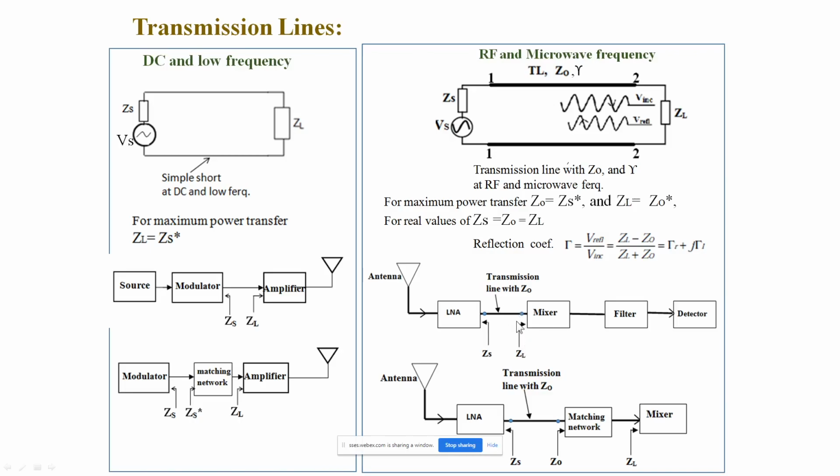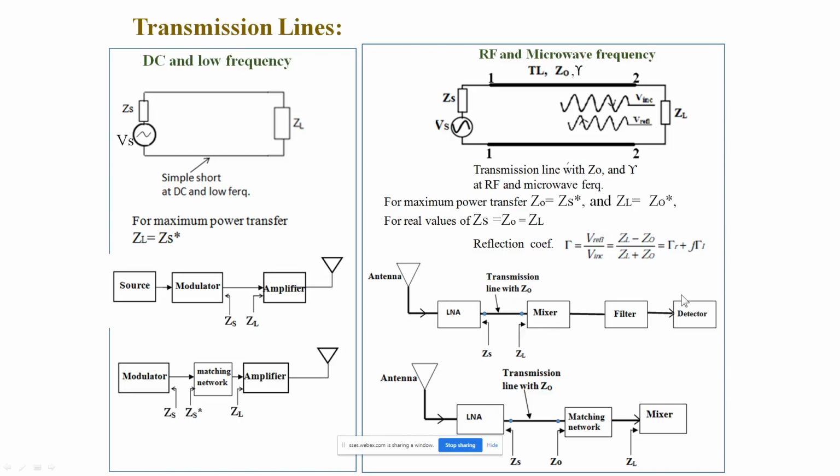We should measure the reflection coefficient here. What is the reflection here? If the reflection coefficient is 0 or very low, then we can see that the maximum power is delivered. Even then, if it is not working, the problem is in the mixer. So first we should check here.